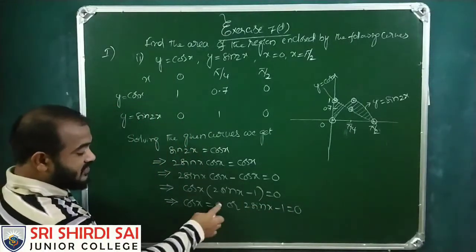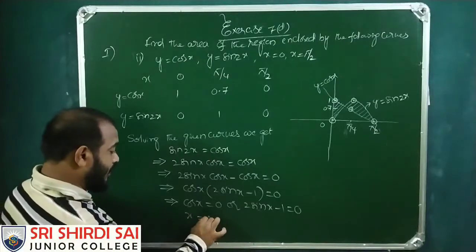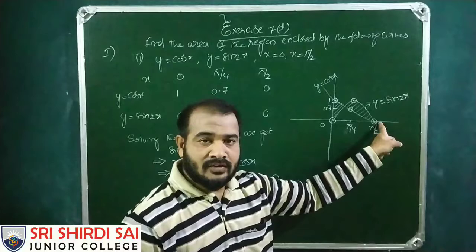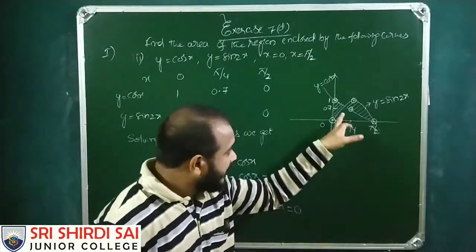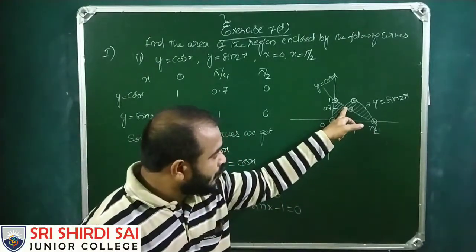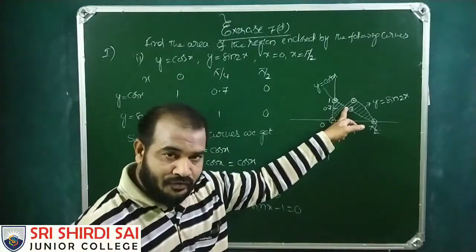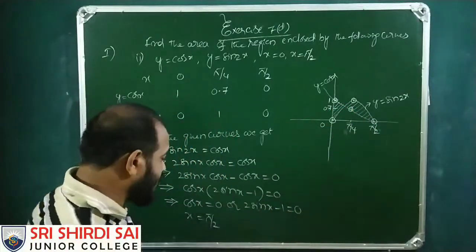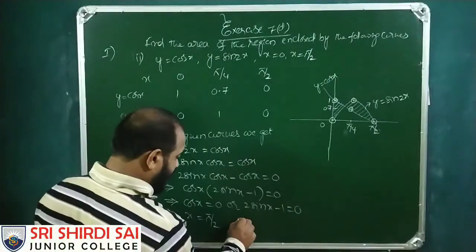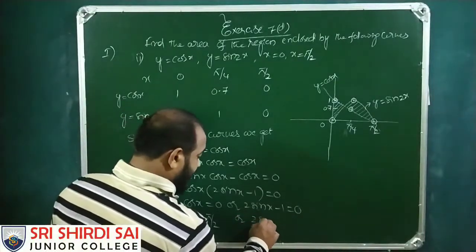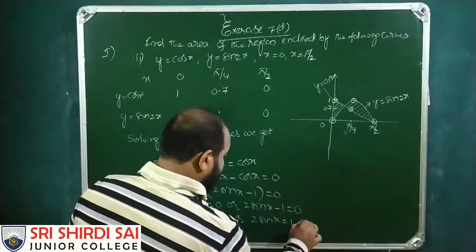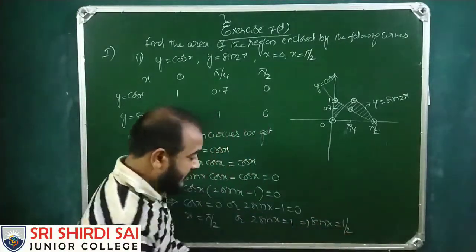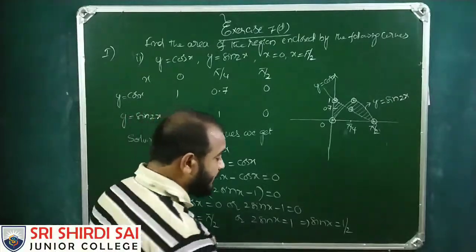So if cos x is equals to 0, then x equals to pi by 2. So clearly both are intersecting at x equals to pi by 2. That we know. But actually we want to know this point of intersection. For this, we need to solve this. So 2 sin x minus 1 equals to 0. So 2 sin x equals to 1. Sin x equals to half. So we are aware, if sin x equals to half, x equals to how much?